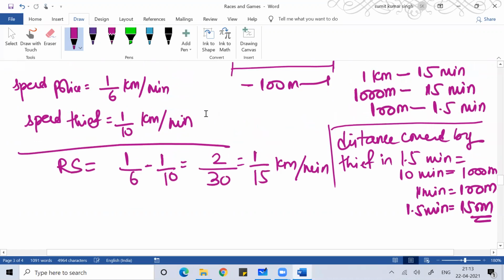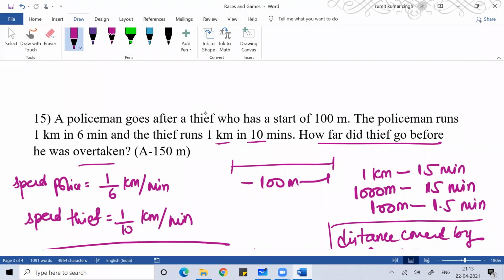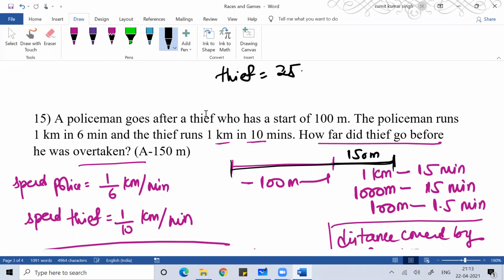So you can understand this. If I ask you how far did the thief go when he is overtaken, the thief has covered an additional 150 meters. So the thief has actually covered 150 meters, and the policeman behind him has covered a total of 250 meters, and ultimately the policeman would catch the thief.